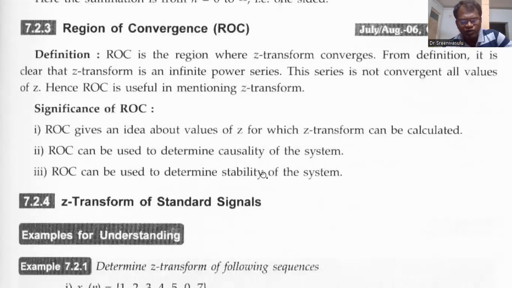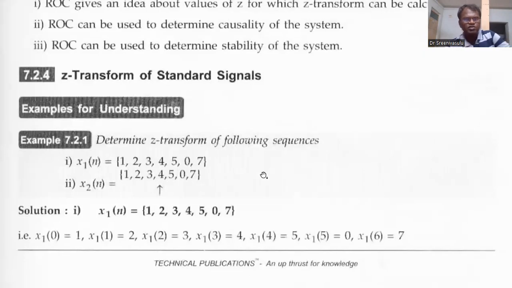Now, if you want to see the Z transform of some sequences, if you see here, it is x1 of n. We have the sequence 1, 2, 3, 4, 5, 0, 7. Here the arrow indicates x of 0. At x of 0, the amplitude is 4, x of 1 amplitude is 5, x of 2 amplitude is 0, x of 3 amplitude is 7, x of minus 1 is 3, x of minus 2 is 2, x of minus 3 is 1.